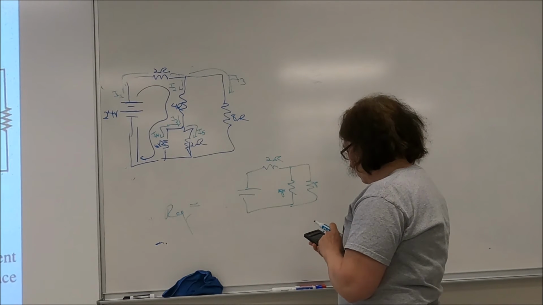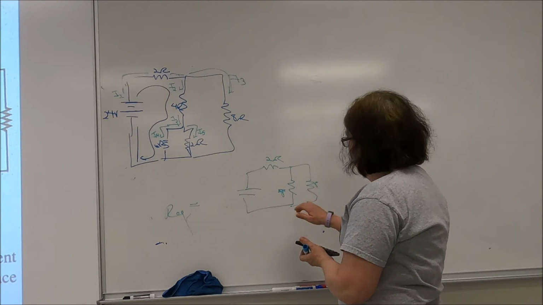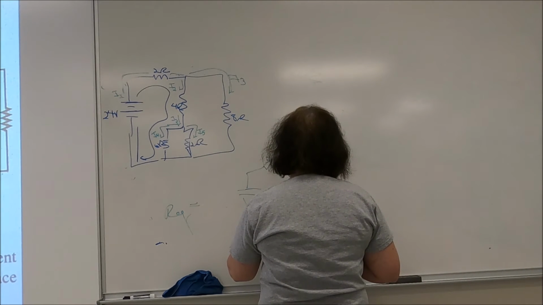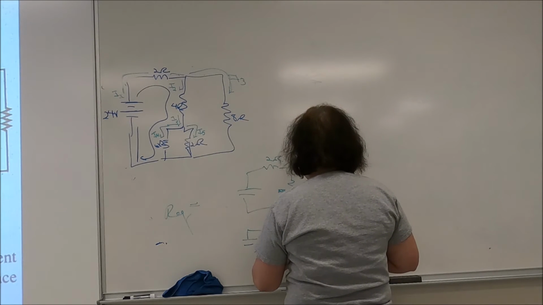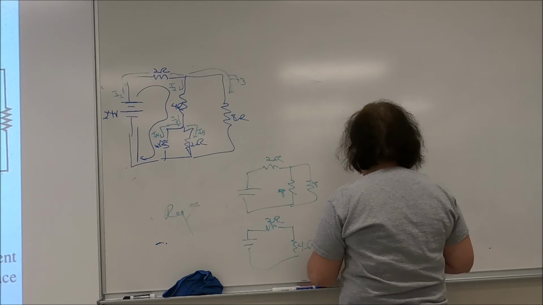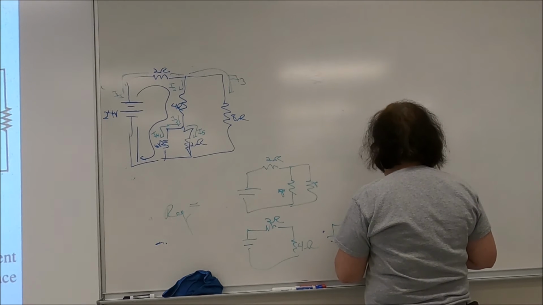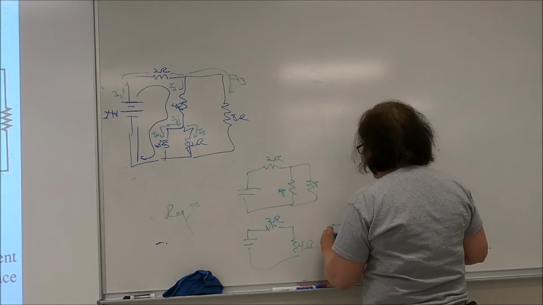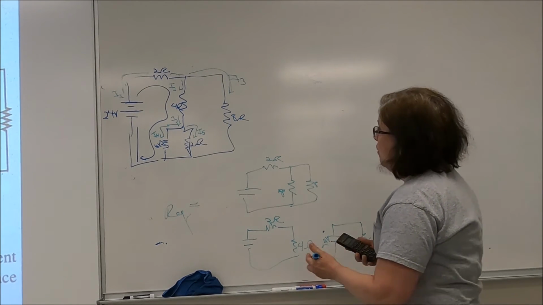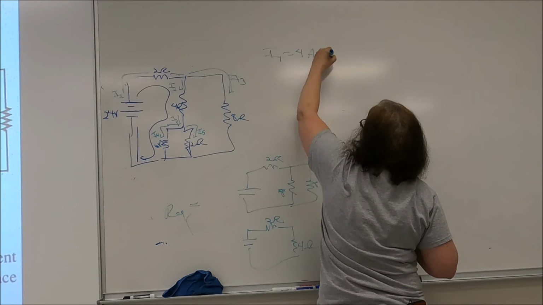Okay. 8 over times 2. So the equivalent there is 4 ohms. So I'm down to a 2 ohm in series with a 4 ohm. So that's 6. So my equivalent resistance here is 6 ohms, and this is 24 volts. So 24 divided by 6 gives me 4. So I know that I1 is 4 amps.